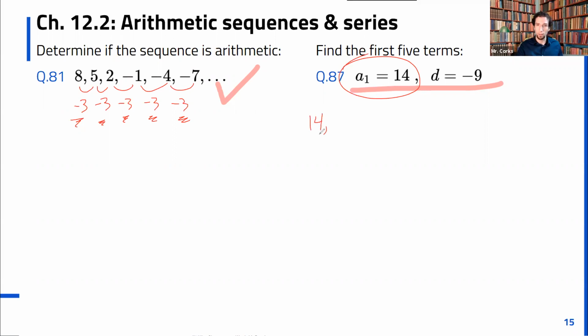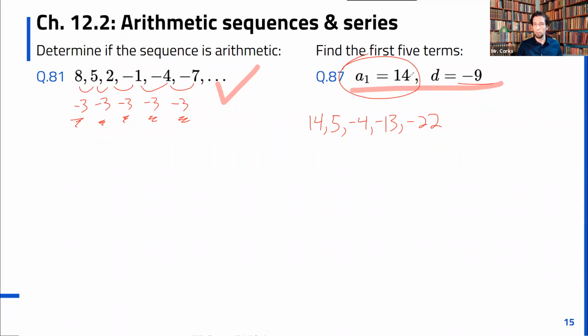Then after that, we start applying d. So we do 14 minus 9, which will give us 5. Then we do our -9 again. 5 minus 9 will give us -4. Then -4 minus 9 again will give us -13, and then -22.